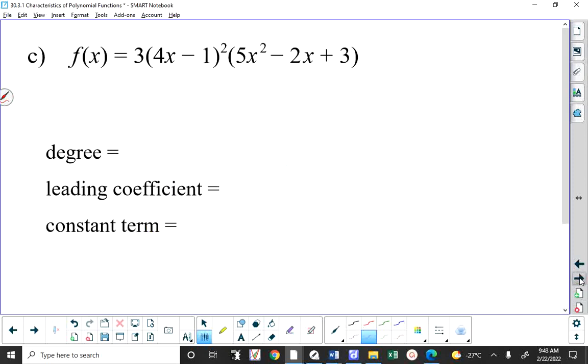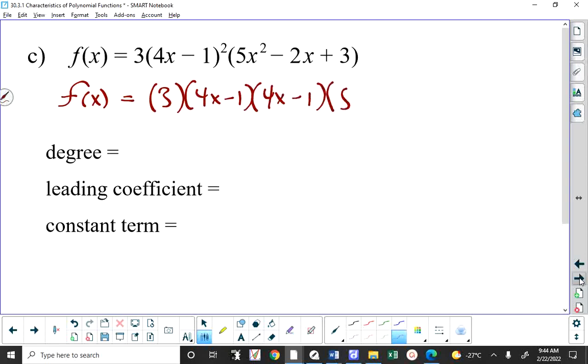Let's take a look at the last example here in this section. What is the degree, the leading coefficient, and the constant term? We need to recognize that this is f of x equals 3 times (4x minus 1) times (4x minus 1) times (5x squared minus 2x plus 3). And goodness, we're not going to multiply that out. That's asking for failure here, because you're bound to make a mistake.